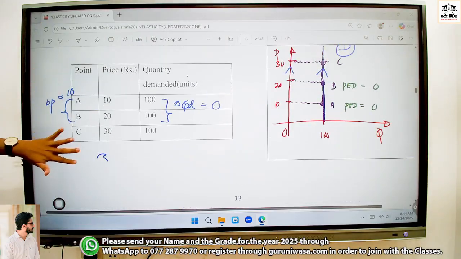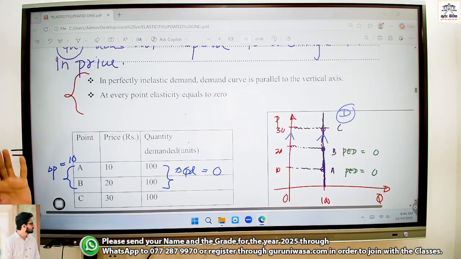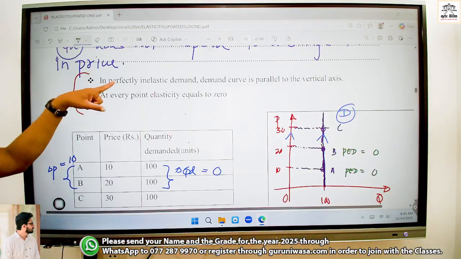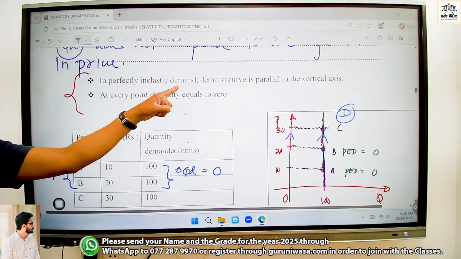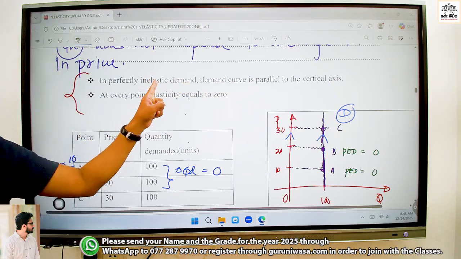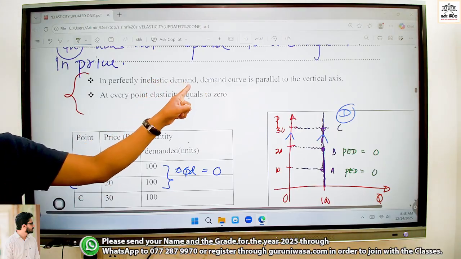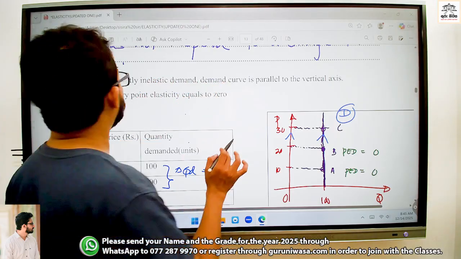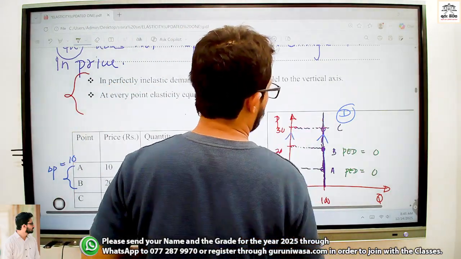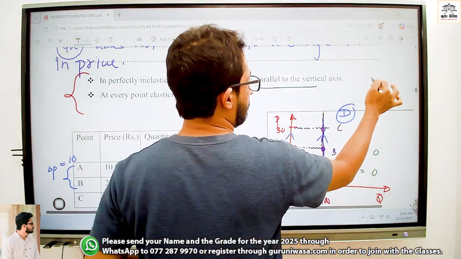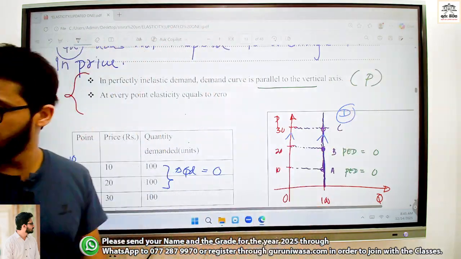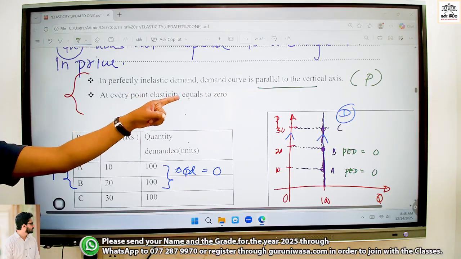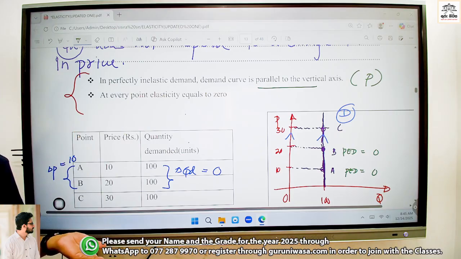Now it's very clear. Read the column, perfectly inelastic demand curve. Perfectly inelastic: the demand curve is parallel to the vertical axis, or you can say to the price axis. Clear? Second one, every point elasticity equals 0. Clear?